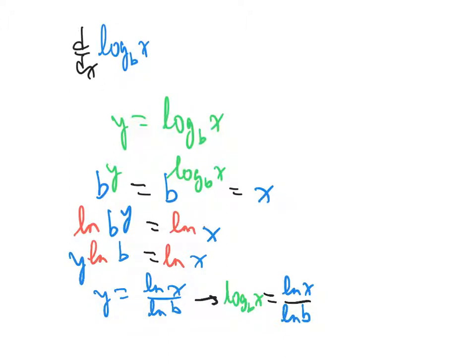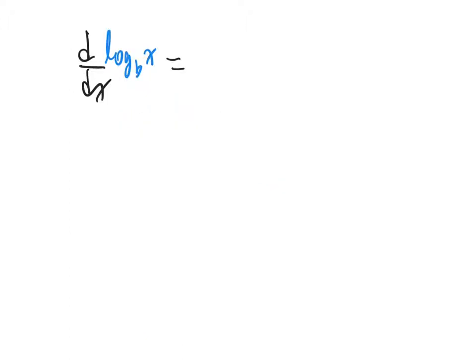This is what's called the change of base formula, right? Because we have changed from base b to base e. It actually works for changing from any one base to any other base, but right now it's going to be practical to do it for this one. Now we can see that our desired derivative, the derivative of log base b of x, is the same as the derivative with respect to x of the fraction natural log x over natural log b.